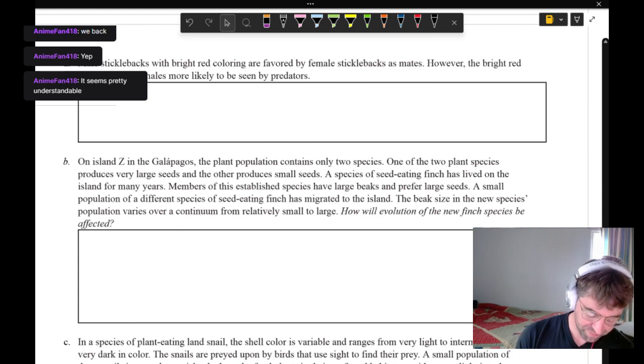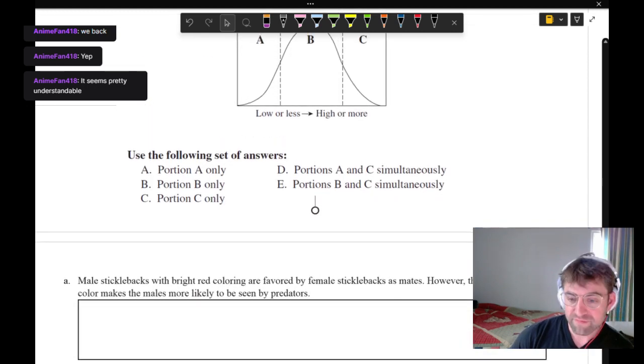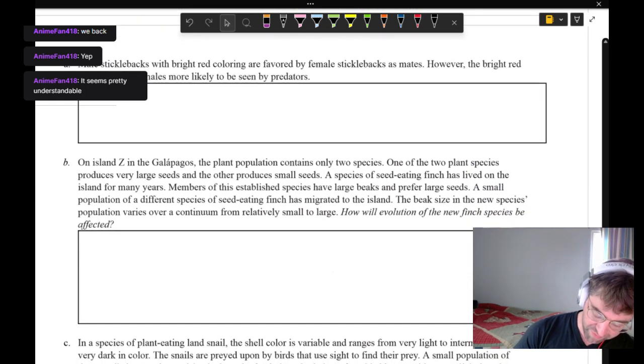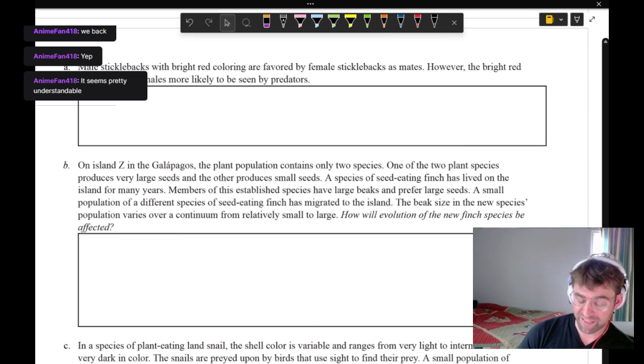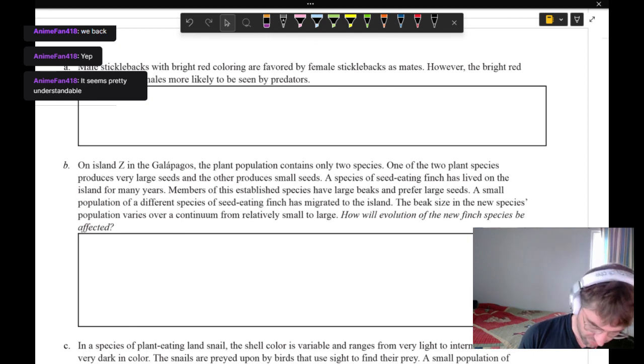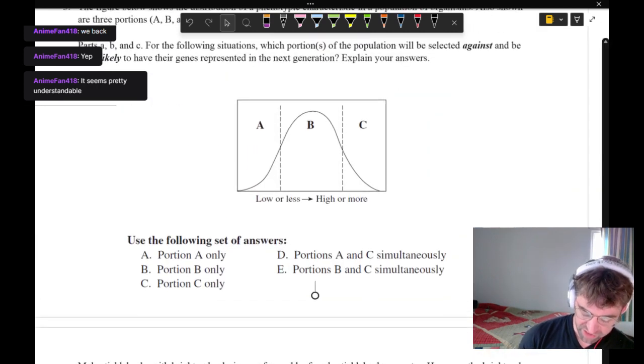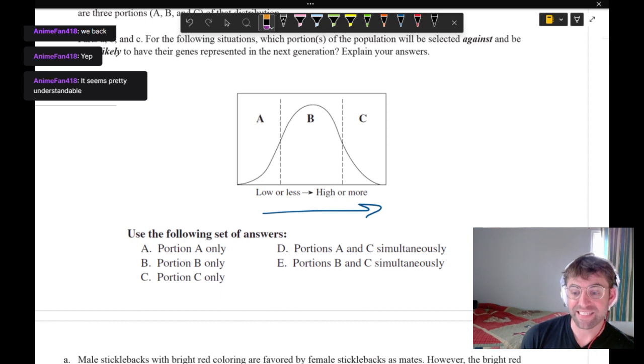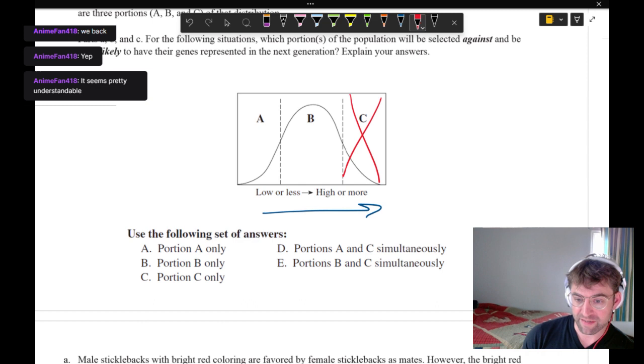Male sticklebacks with bright red coloring are favored by female sticklebacks as mates. However, the bright red color makes the male more likely to be seen by predators. So in our chart here, if this is more red on the x-axis, way down here, which population is least likely to go on and reproduce? If they are super bright red, they're going to get eaten. So it's not C.